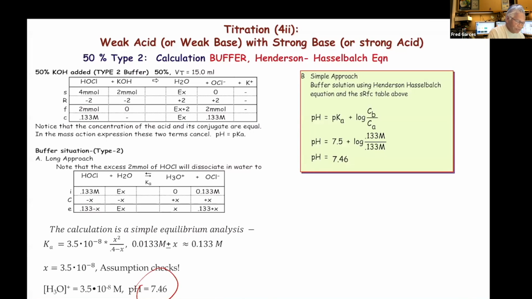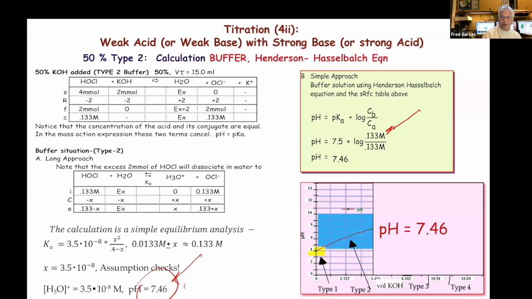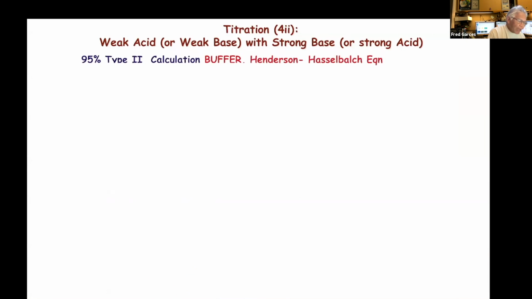Here it is. This is the Henderson-Hasselbalch equation. This is the ICE table. It gives you the same answer. Now I've got a second data point. What happens at 95%? We're still in the buffer region. We're not at the equivalence point, but we're still in the buffer region. You have to do a little bit of calculation on this. You have to know what acid you have, and you need to know how much conjugate is formed.